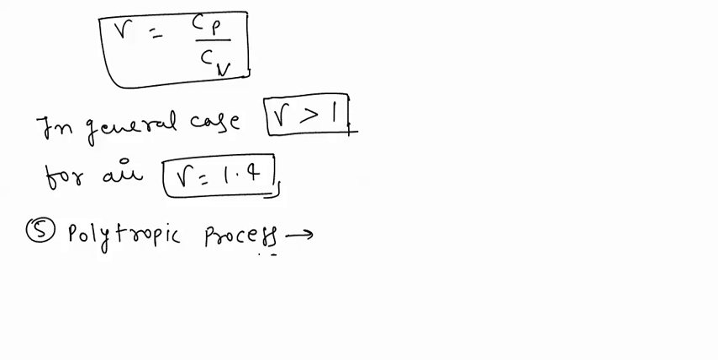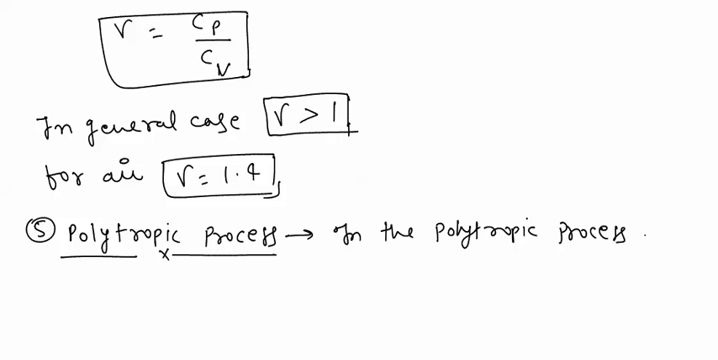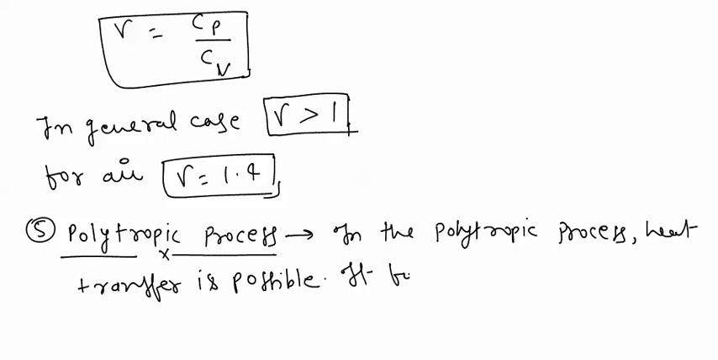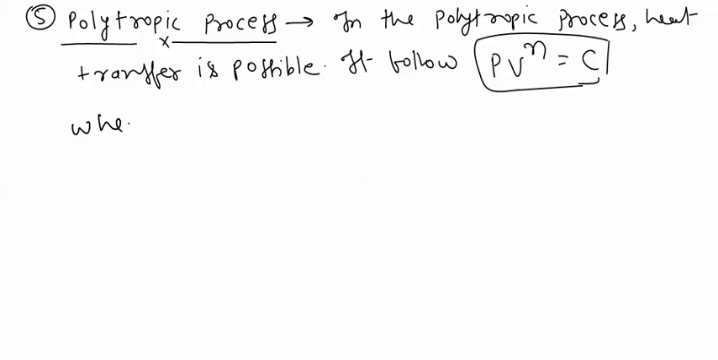In the polytropic process, heat transfer is possible. It follows PV raised to N is equal to constant, where N is equal to the polytropic index.